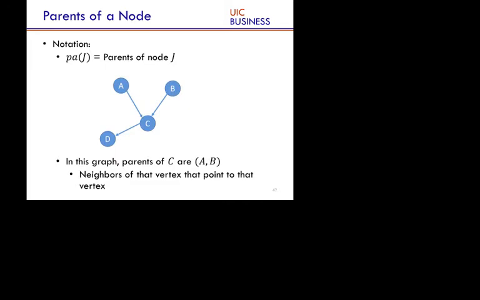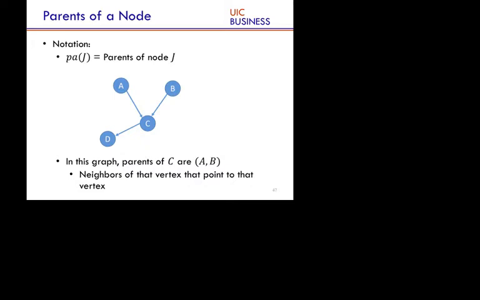So in directed graphs, there's this notion of family. Let's now look at the notion of parents. The parents of a node J are denoted by PA of J, and they're simply the vertices which are directing to this node. Okay. For example, the parents of C are just A and B because A has a direct link to C, B has a direct link to C, and they have an edge whose orientation is to C. Okay.